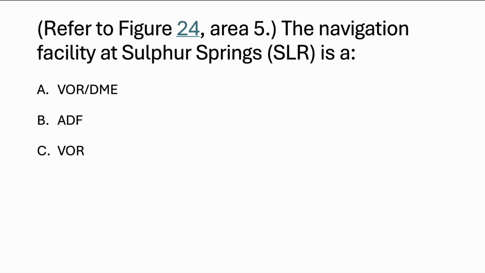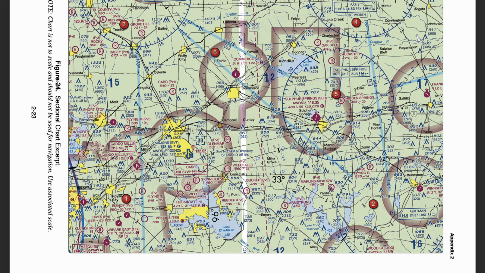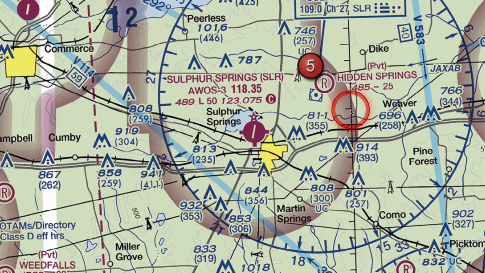Here's another practice question, and it's sending us to figure 24, Area 5. So the navigation facility at Sulphur Springs is a blank. So we want to look at that area and identify what type of navigation facility it is. So let's take a look at figure 24 right there. And it's pointing us to Area 5, Sulphur Springs, SLR, right here. So we want to know what navigation facility this is.